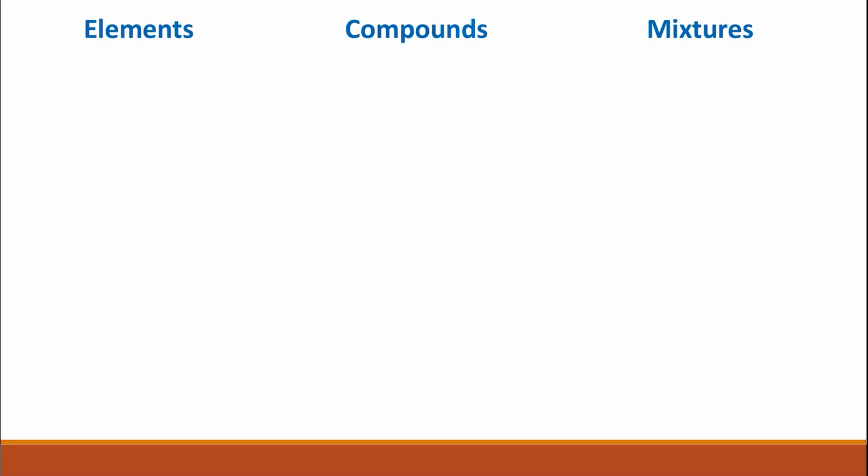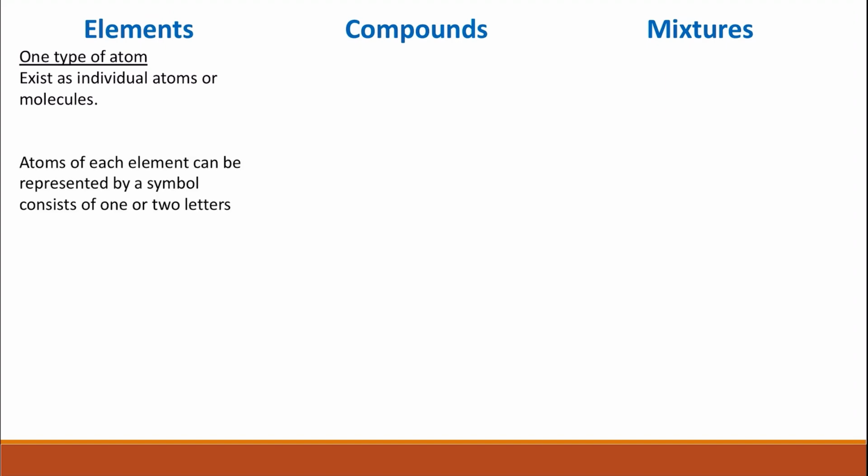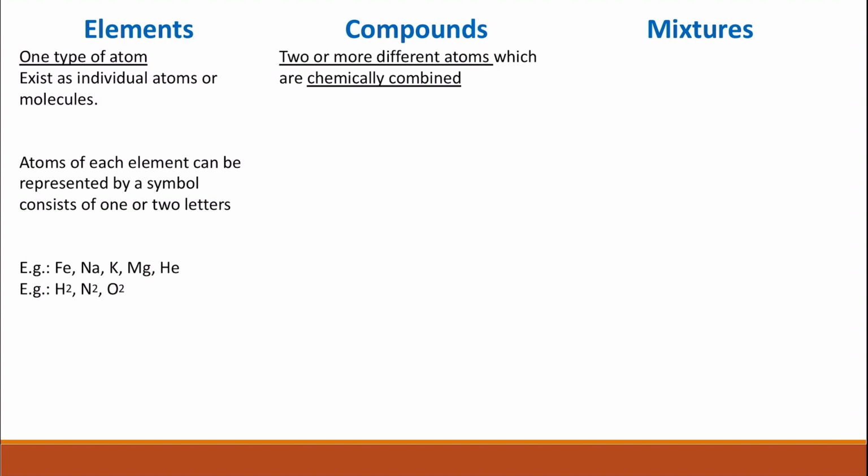So let's start off with elements, compounds, and mixtures. Elements consist of one type of atom, and they can exist as individual atoms or molecules. They are usually represented by a symbol consisting of one or two letters, and these are some examples. The number 2 for hydrogen, nitrogen, and oxygen represents the diatomic molecules for these elements.